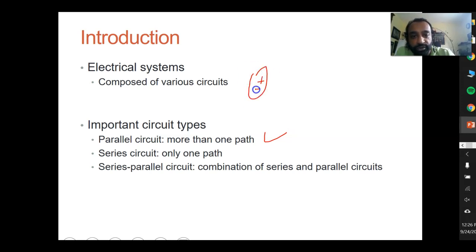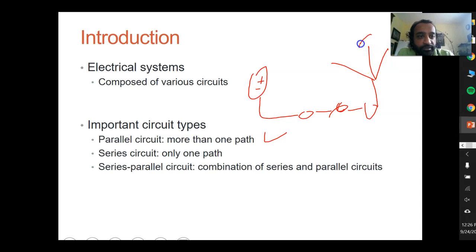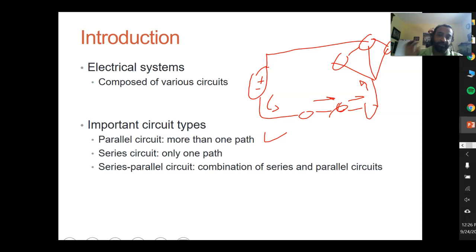If this is my voltage source and this is the path, for series circuit there's only one path for the current to go through. If we go to parallel circuit, we have more than one path. And we have a load here, and what happens is the current going through here will stay the same here, then it will divide into more than one path. So this is the main thing that you need to know about how to distinguish between a parallel and series circuit. So, and why do we need both?